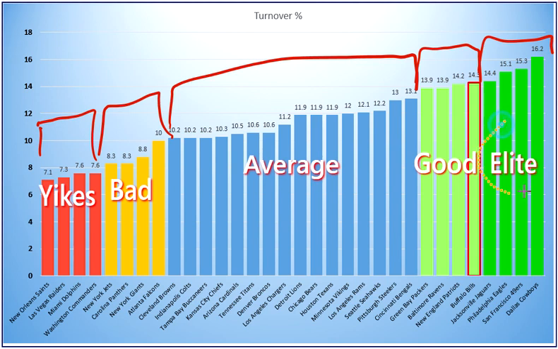Now, when I use the term elite, if I use that in articles or videos, I am generally referring to top 4. That is generally what I'm talking about. I usually just use the term good.